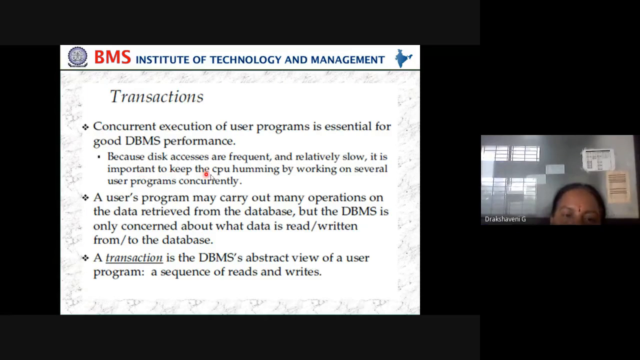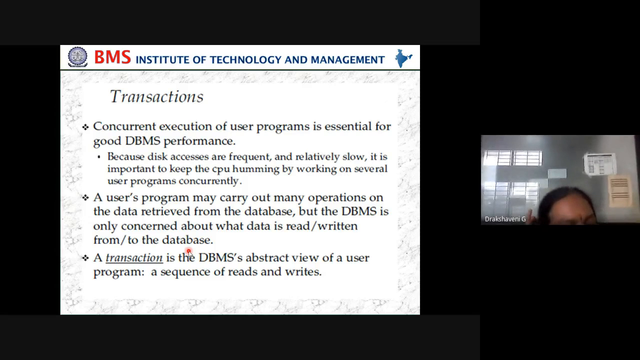It is important to keep the CPU humming by working on several user programs concurrently. Now we cannot make the CPU wait. So that is what is called a transaction. A user program may carry out many operations on the data retrieved from the database, but the DBMS is only concerned about what data is read from and written to the database.